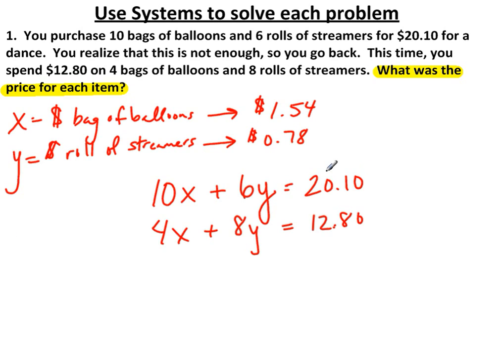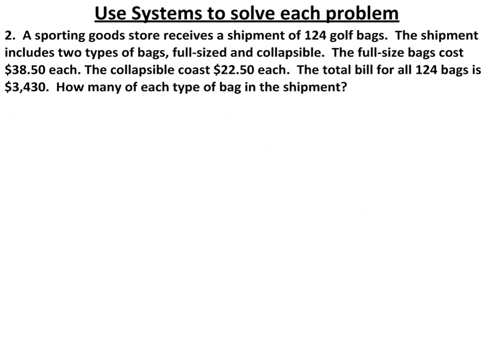The main key in this is to try to be able to write the equation. Let's look at our second example. A sporting goods store receives a shipment of 124 golf bags. The shipment includes 2 types of bags, full-size and collapsible. Full-size bag costs $38.50 each. The collapsible costs $22.50 each. The total bill for all 124 bags is $3,430. How many of each type of bag is in the shipment?